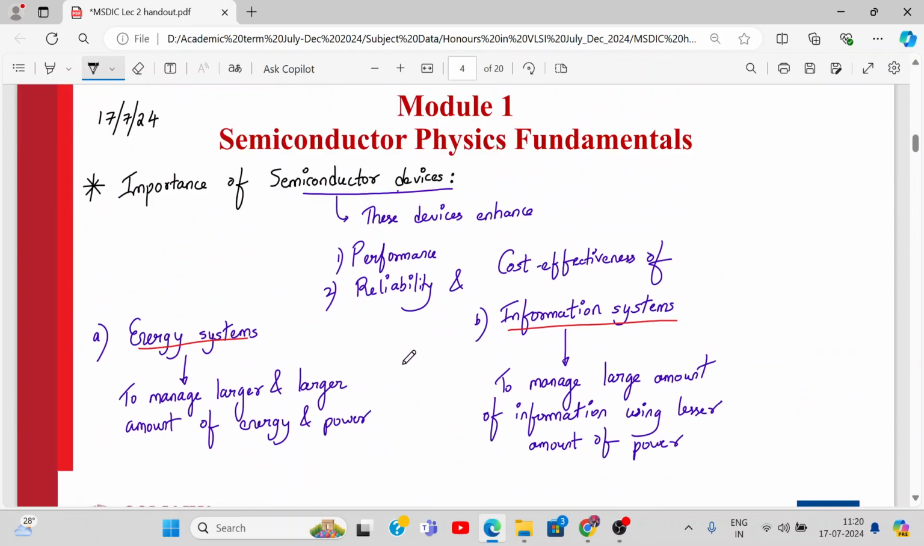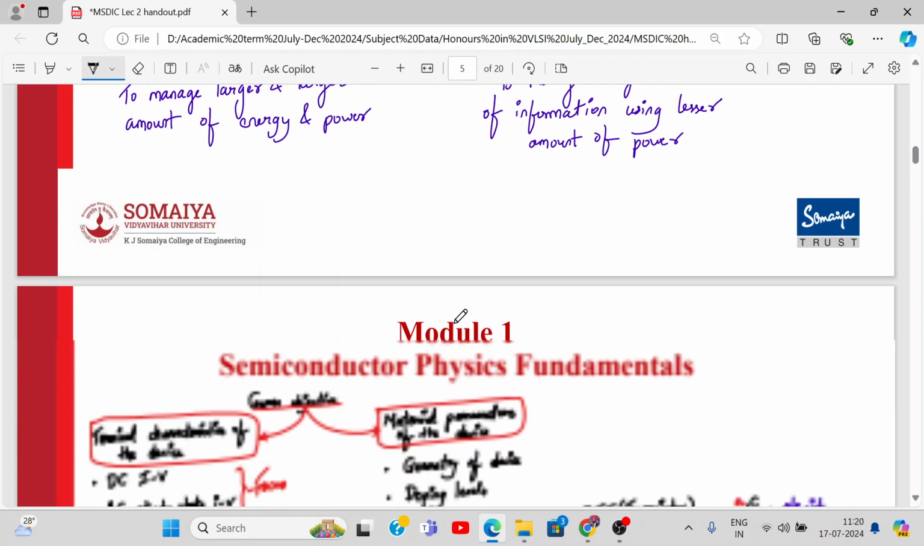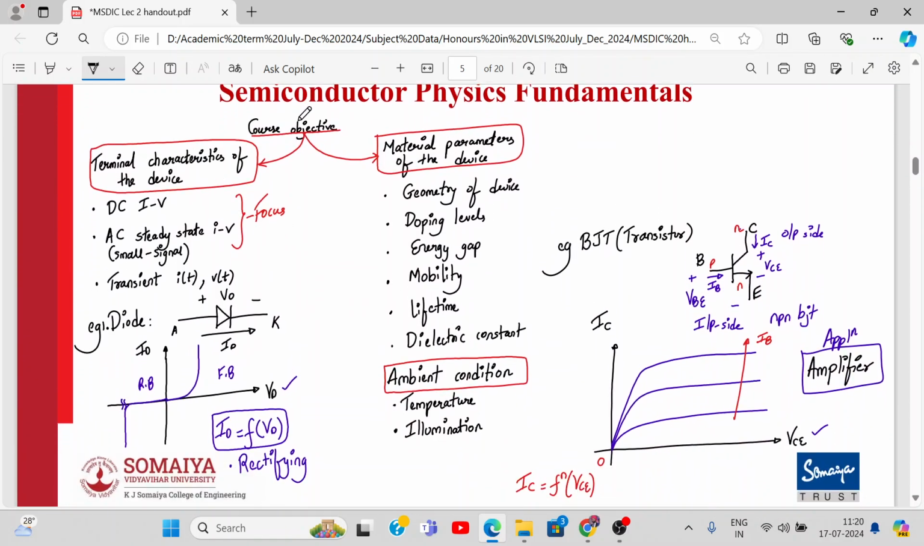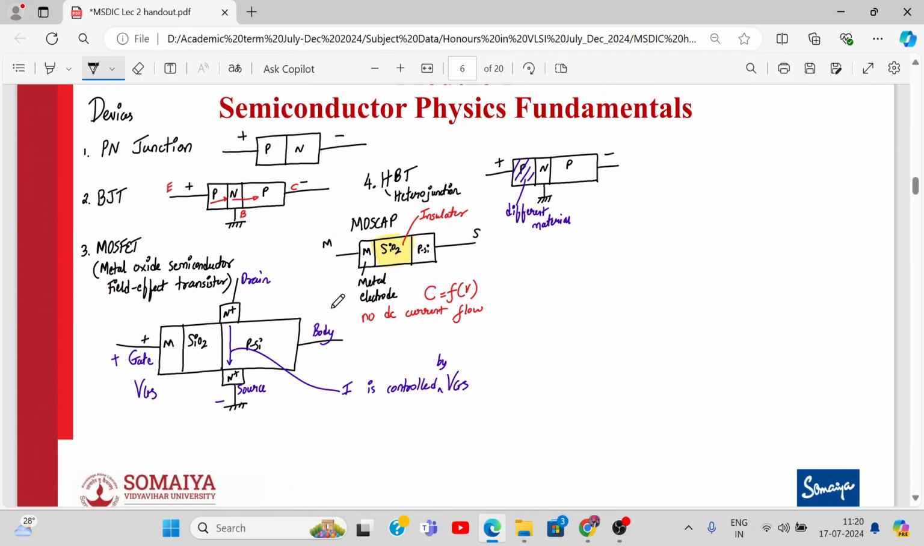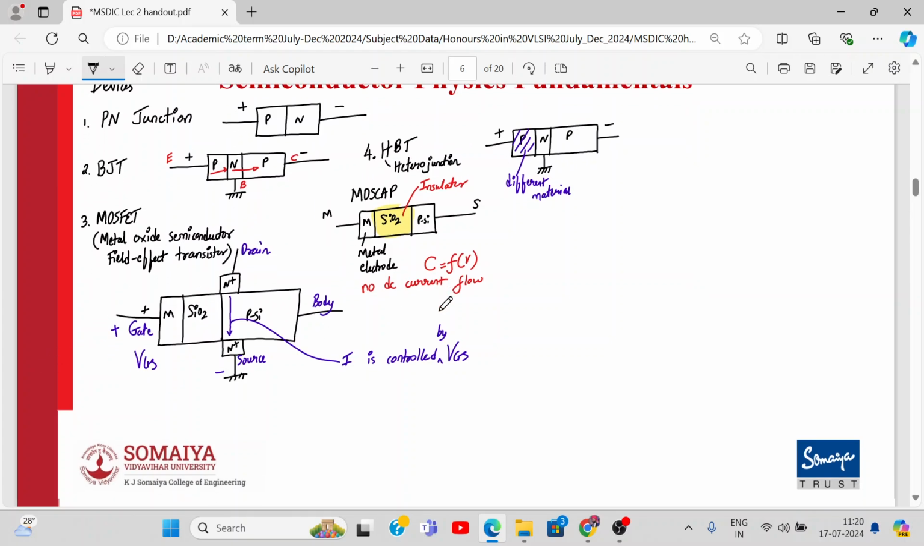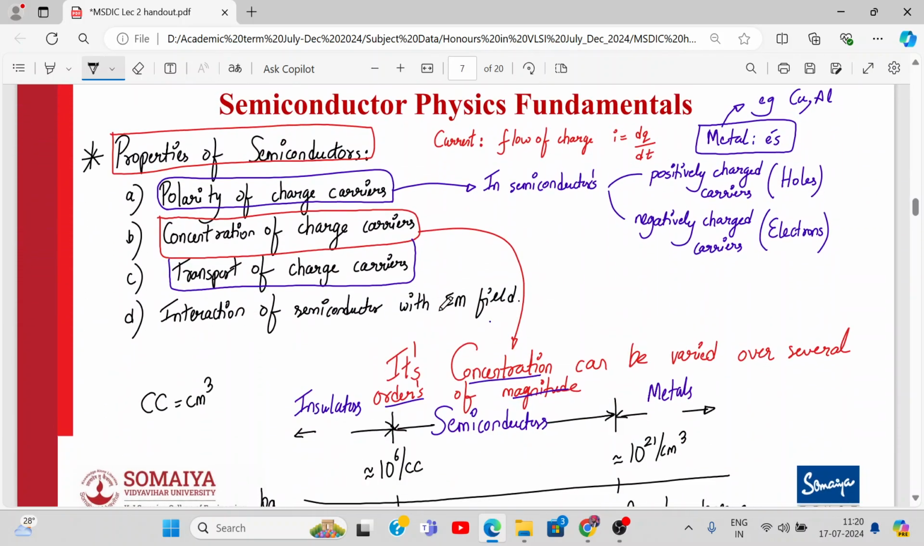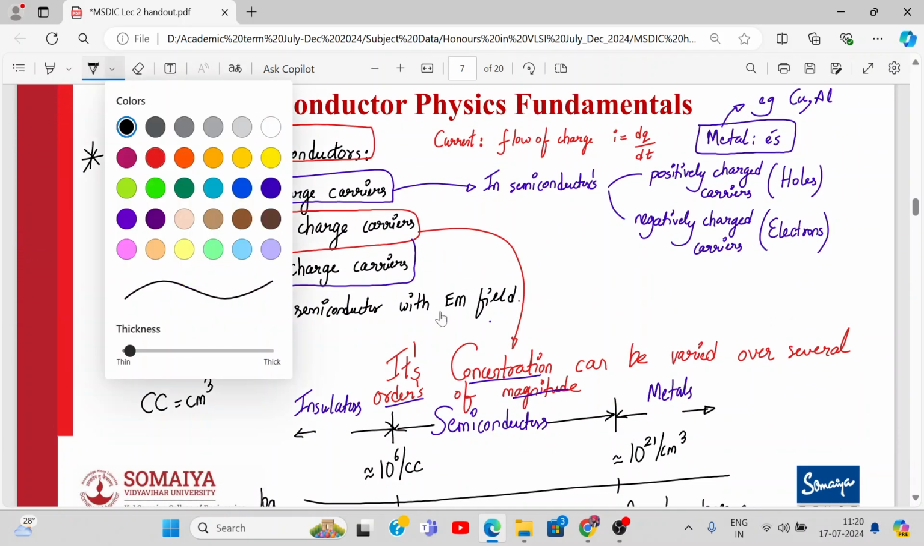So we have discussed the importance of semiconductor devices with respect to energy systems and information systems. Then we have related the course objective with respect to terminal characteristics of the device with the material parameters of the device. Then we have seen the structure of various devices which we are going to study in this course, that is PN junction, bipolar junction transistor, metal oxide semiconductor field effect transistor, heterojunction bipolar transistor, and MOSFET also. Okay. Then we have seen the four properties of semiconductor, right? Now we have seen this also, right? The last one.